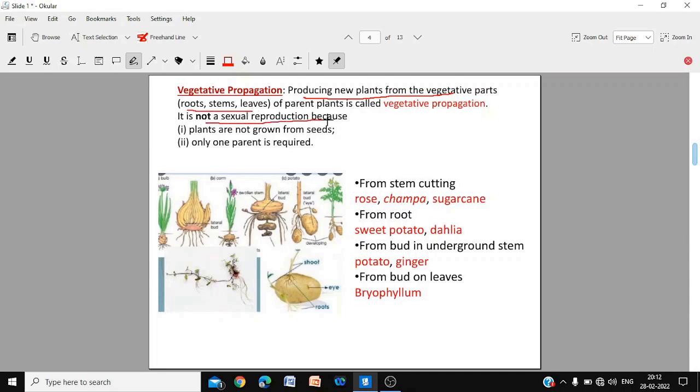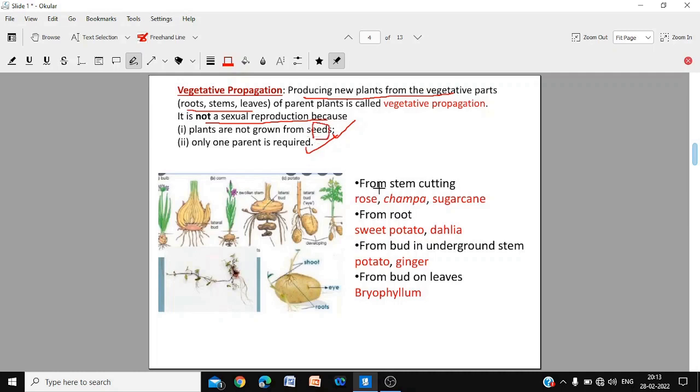Why is vegetative propagation not considered a sexual reproduction? Two reasons. One, plants are not grown from seeds, and two, only one parent is involved. We don't get two parents. That is the reason why we do not consider vegetative propagation as sexual reproduction, because there is only one parent involved and we are not getting seeds.